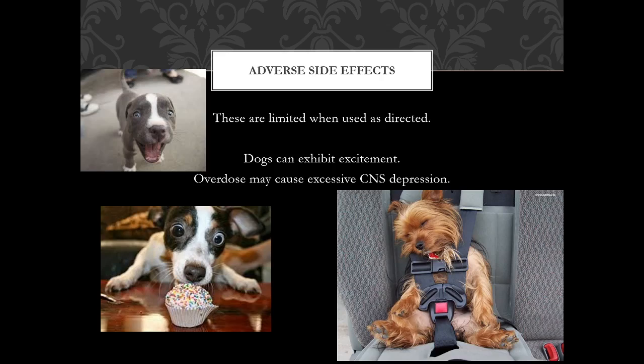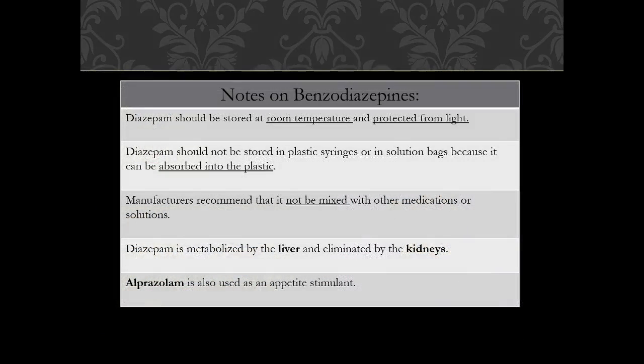Some adverse side effects are usually limited when we use it as directed. In some dogs, we can see excitement, and an overdose may cause excessive CNS depression. So some drugs cause an opposite effect for some reason in some animals. This is a picture of a couple of dogs that look kind of excited, just to remind you that Valium or any benzodiazepine can cause some excitement instead of sedation. So it's just an individual response.